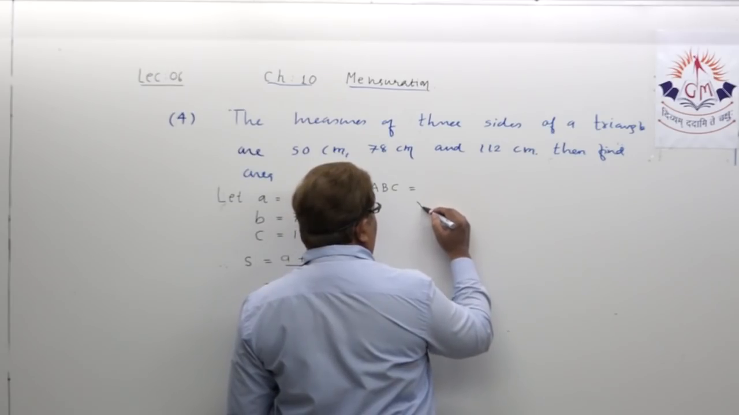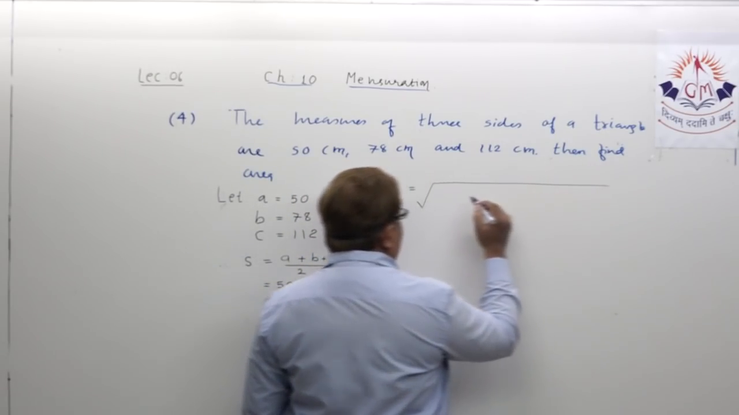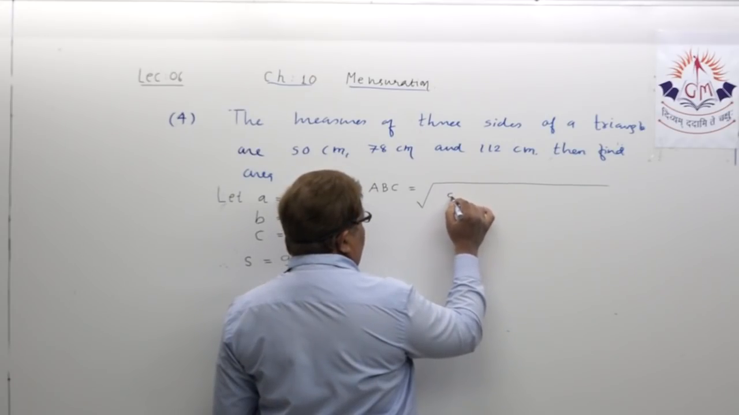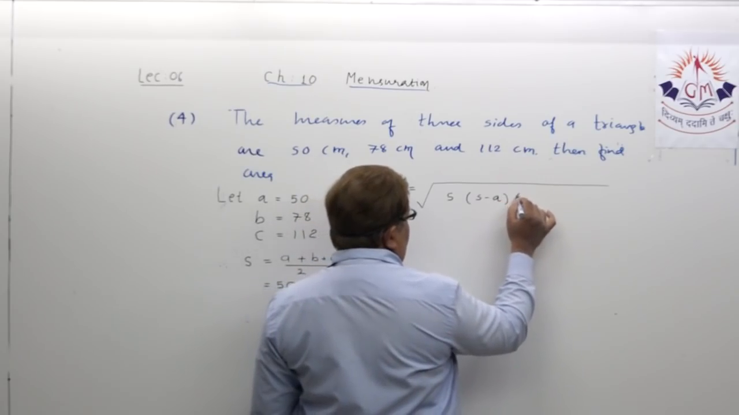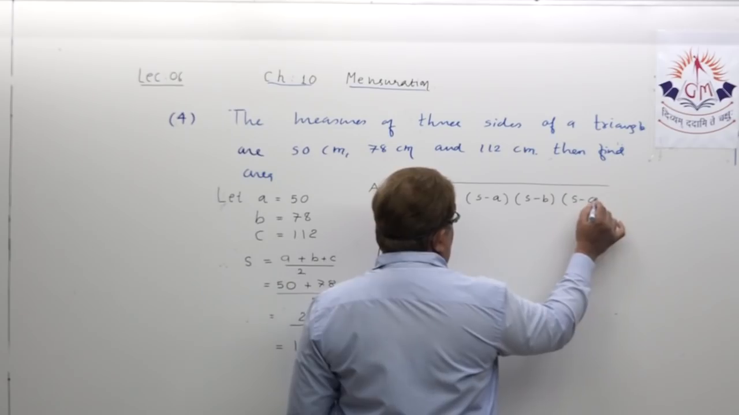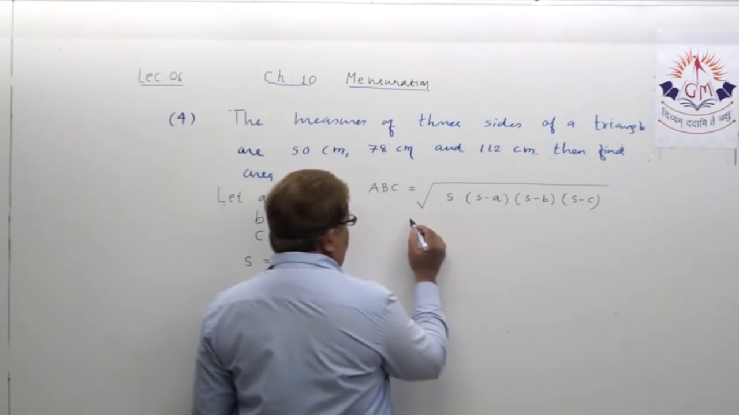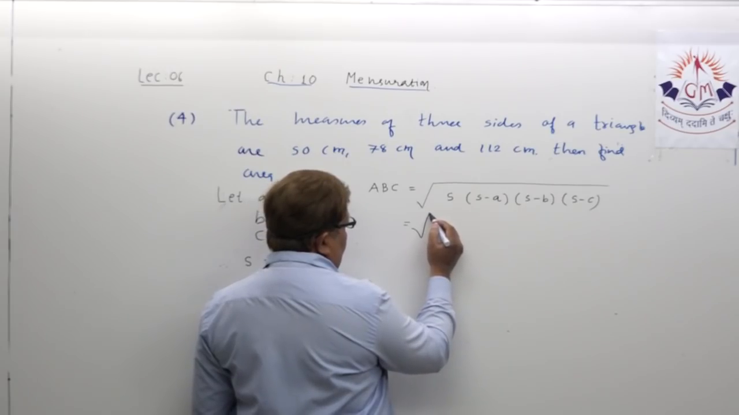Formula we all know, under root S into S minus A, S minus B, S minus C. Let us substitute the values.